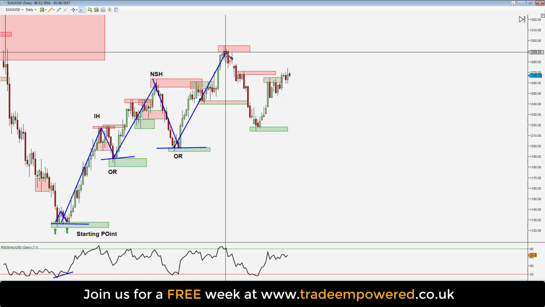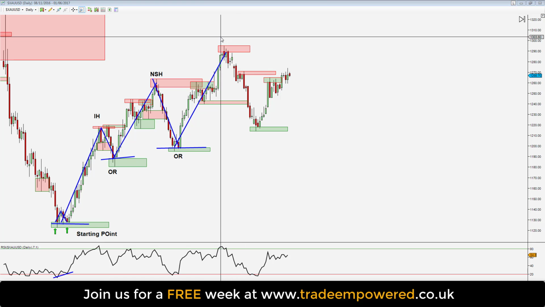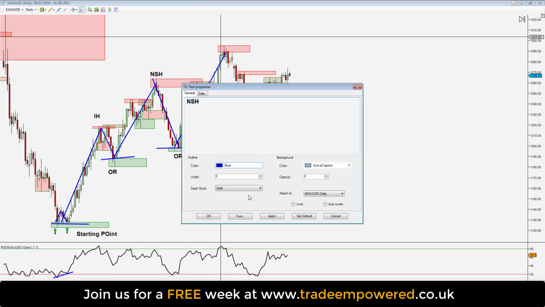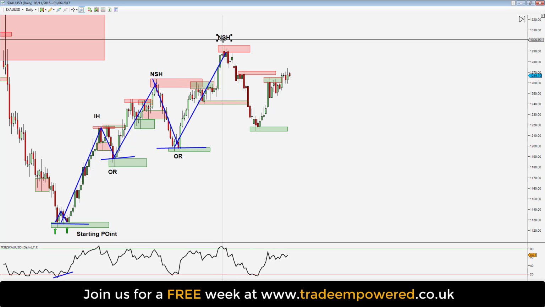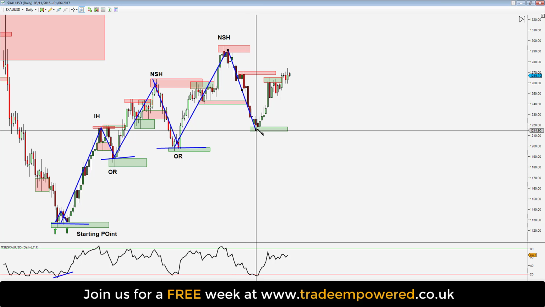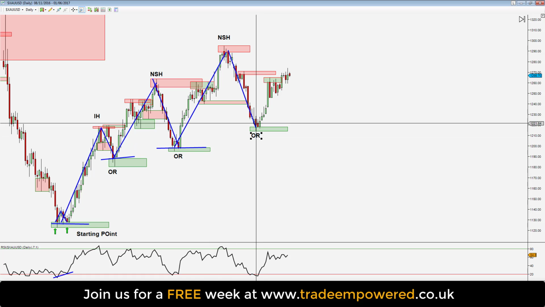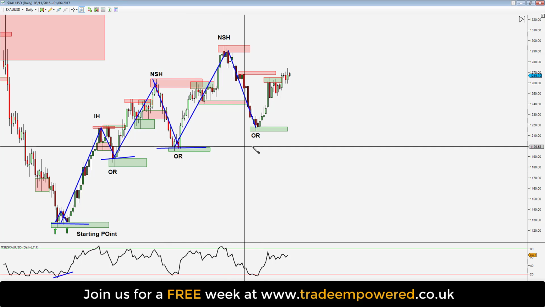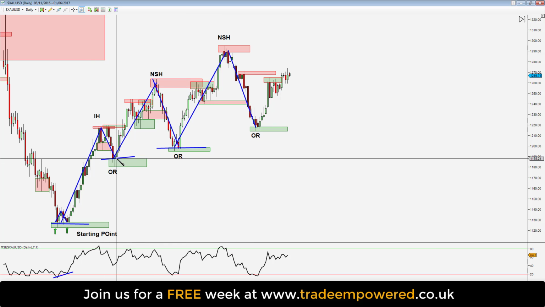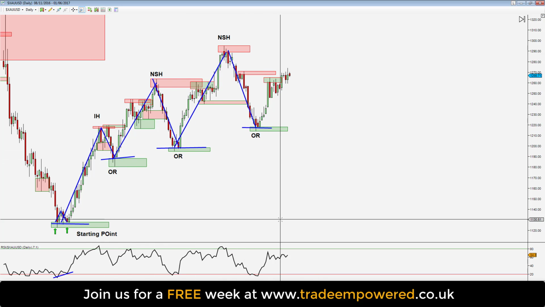We then put in a new structure high, so let's call this new structure high, followed by, you guessed it, outside return. Okay, and again, the outside return's valid until we violate this outside return here. So we've got higher low, higher low, higher low.